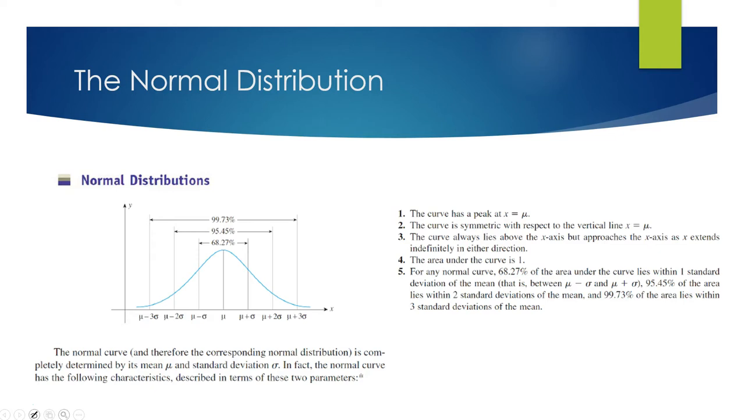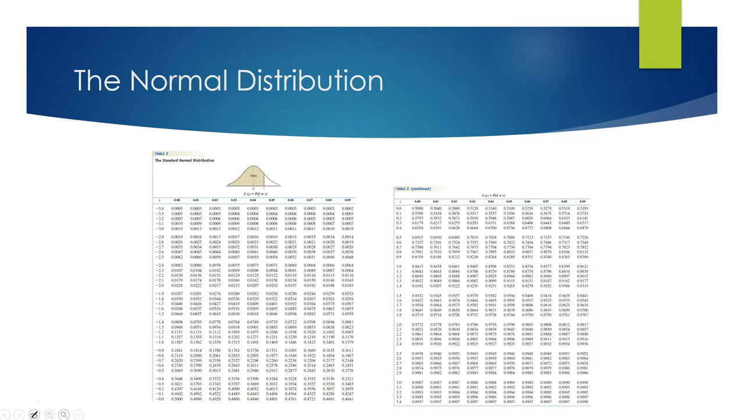Now, the table I'm referring to is also in the packet and in your textbook. This is the table. It has 2 parts on 2 different pages. One deals with the negative z-scores, and the other deals with the positive z-scores. We'll talk about how to use these momentarily. But this is based off of a standard normal distribution. A standard normal distribution is one that has a mean of 0 and a standard deviation of 1.